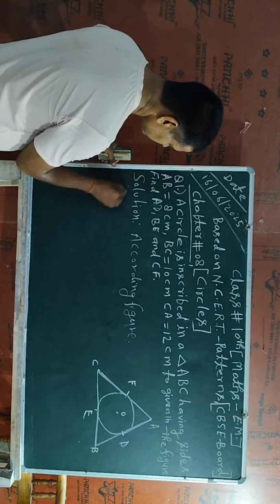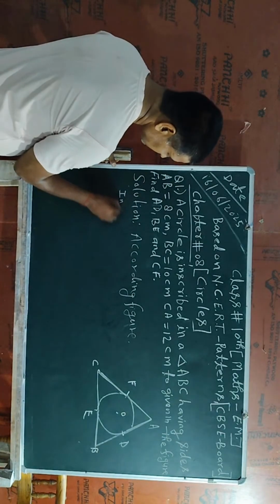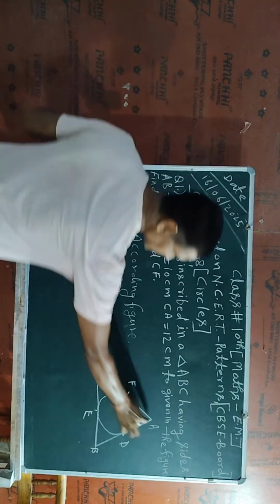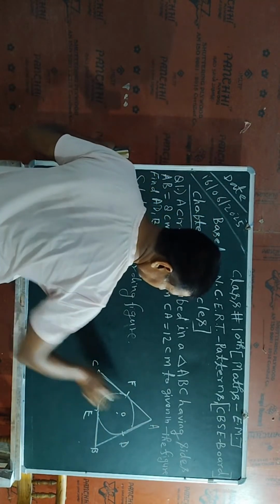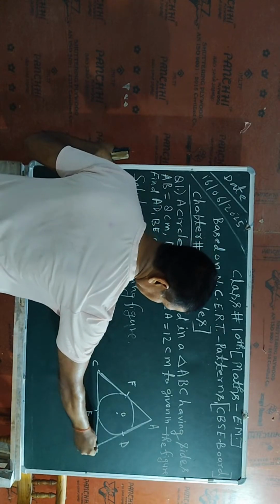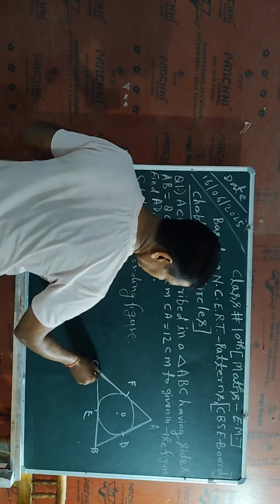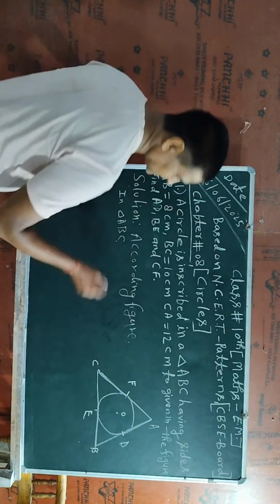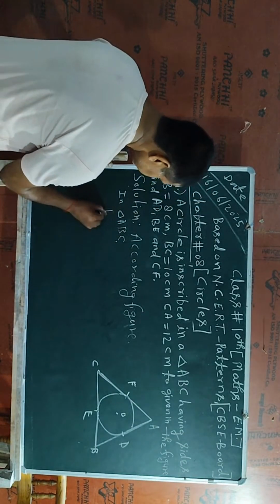In triangle ABC, this is the triangle ABC. A is a vertex of this triangle, B is also a vertex, and C is also a vertex of this triangle. So in this case, according to the triangle, I will say let.